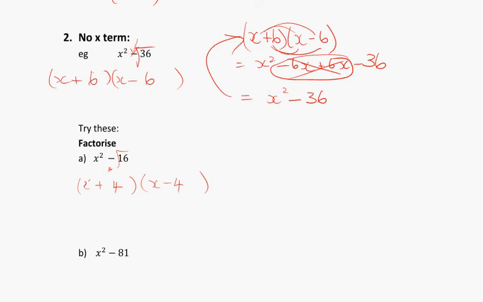And the last one, x squared minus 81. No x term, two brackets because it's a difference of two squares, a plus and a minus, and the square root of 81 is 9, and so we get x plus 9, x minus 9.